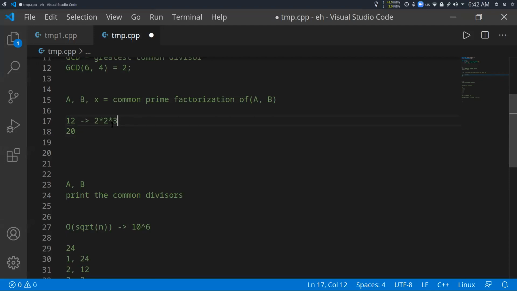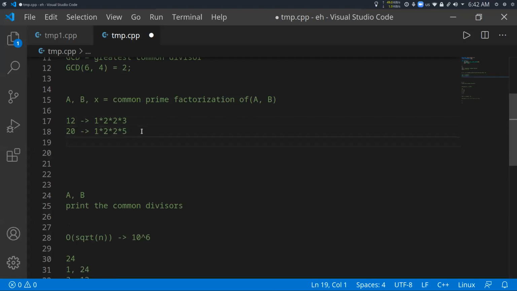This is 12, right? You can include 1 also. Sorry, what did you say? For 12, you can also include 1 times 2 times 2 times 3. So you're saying 1 times 2 times 3? Yes, so 1 is multiplied by everything, but it doesn't matter. And for 20, 20 over 2 is 10, over 2 is 5. So for 20, this is the prime factorization.